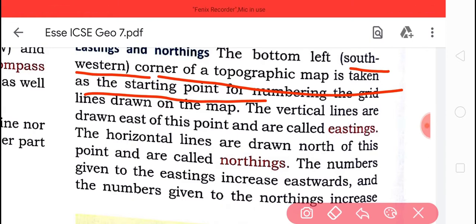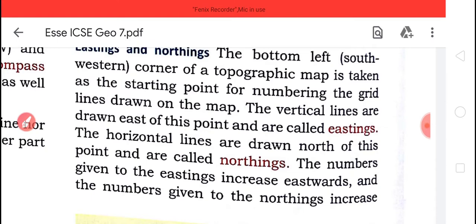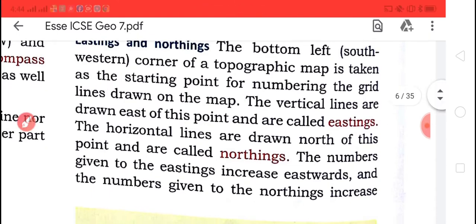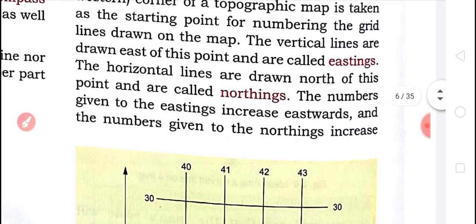The vertical lines are called easting. The vertical lines drawn east of the point are called easting. The horizontal lines are called northing. The numbers given on the easting increase eastward and the numbers given to the northing increase northward. So this is the topographic sheet.